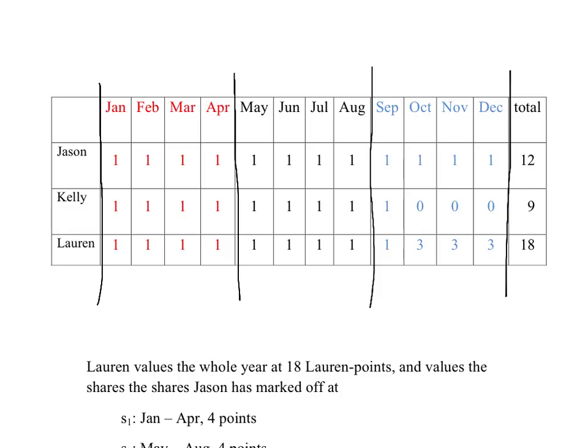Now, Lauren values the whole year at 18 Lauren points if you set up the point scheme so that each month that she values less highly is worth 1 point, and therefore each month that she values more highly is worth 3 points. So she values the whole year at 18 Lauren points by this scheme, and 18 divided by 3 equals 6. That means that each share that's going to be a fair share for her has to be worth at least 6 points to her.